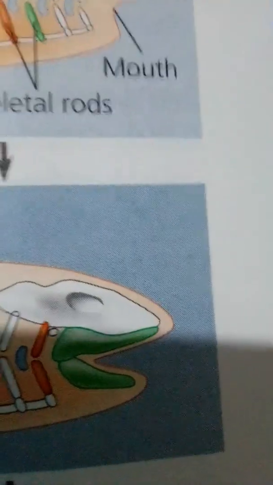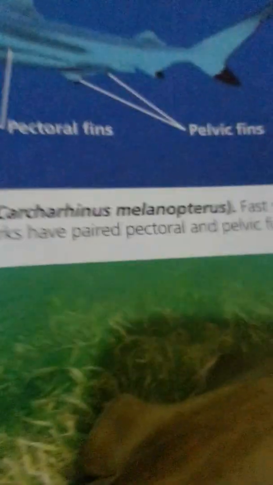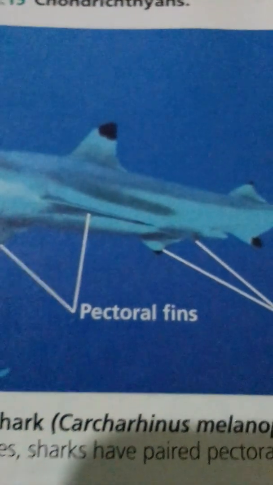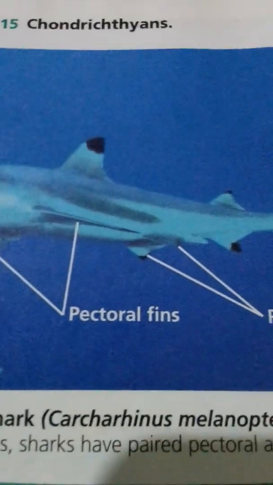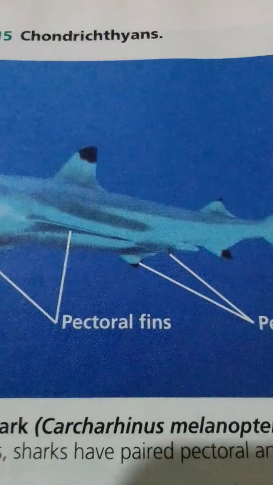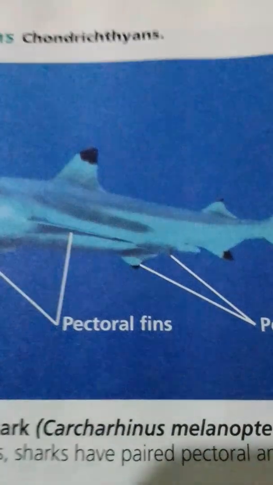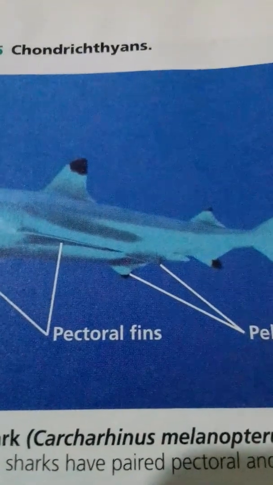Chondrichthyans: sharks, rays, and their relatives. Sharks, rays, and their relatives include some of the biggest and most successful vertebrate predators in the oceans. They belong to the class Chondrichthyes, which means cartilage fish, as the name indicates.